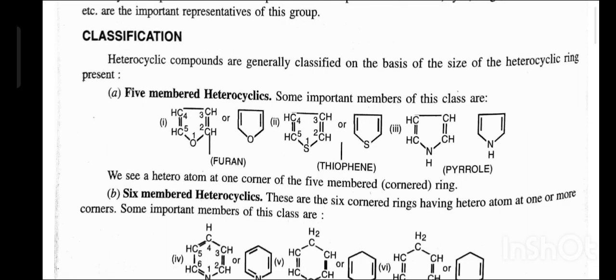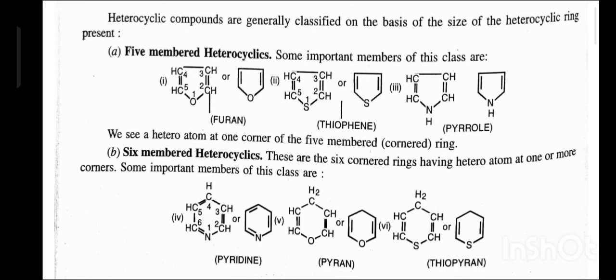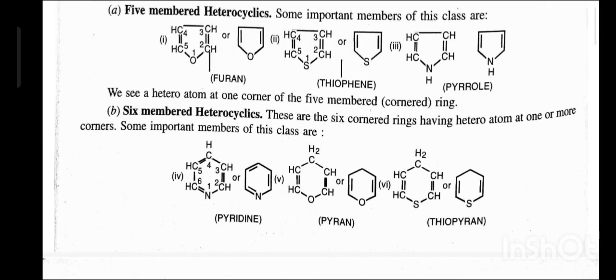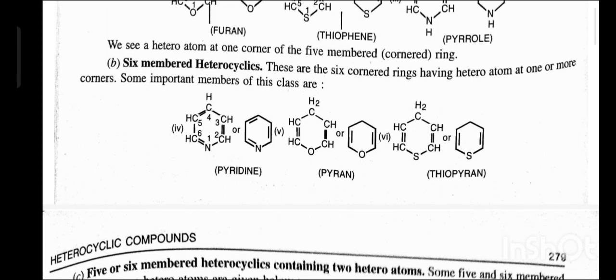A. 5-membered ring heterocyclics. Some important members are furan, thiophene, pyrrole. We see a heteroatom at one corner of a 5-membered ring. B. 6-membered heterocyclics. These are 6-cornered rings having a heteroatom at one or more corners. Some important members of this class are pyridine, pyran, thiopyran.